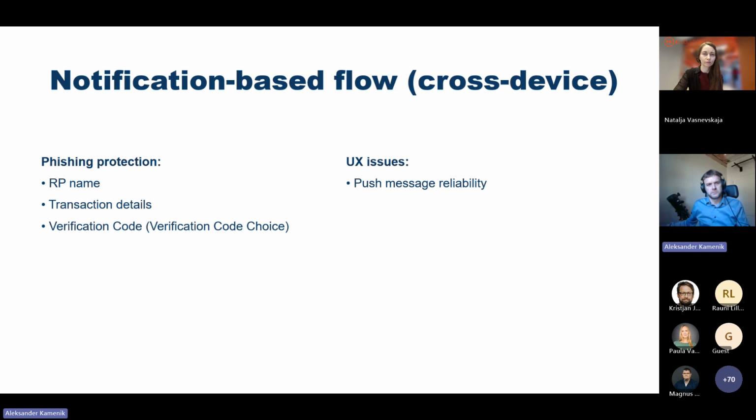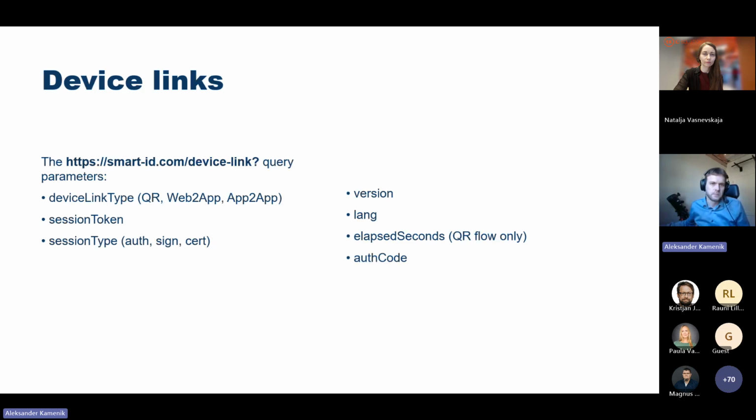All right, so that's the old world. And now we have device links. The device links are URLs. They are HTTPS URLs, https://smartid.com/device-link. And they have some parameters attached to them. Those parameters, like the session token, basically link that transaction you created in the first request with the actual transaction. And the question now is, how do you get that link to the user, to the app?